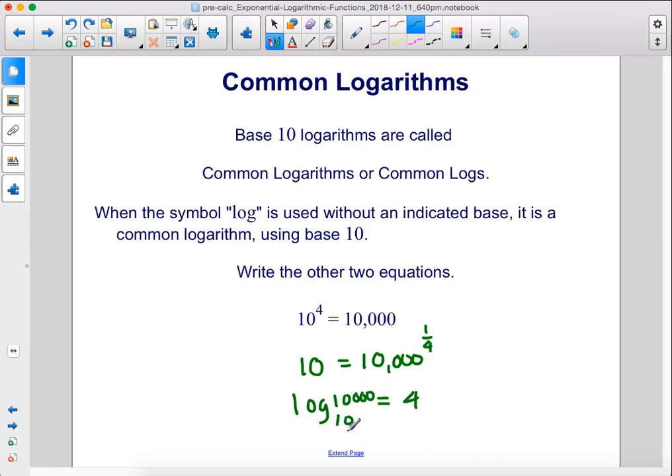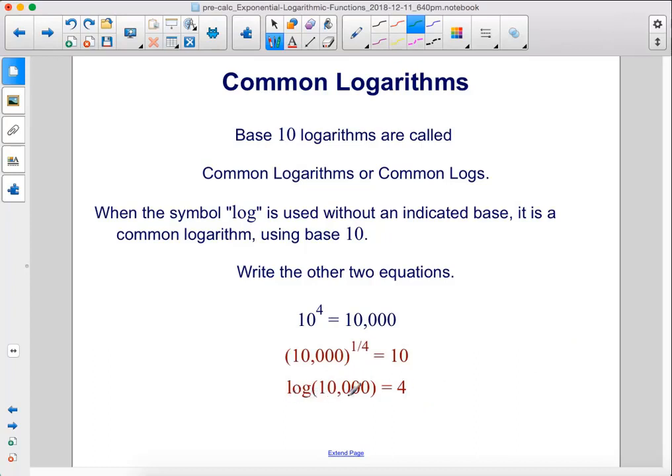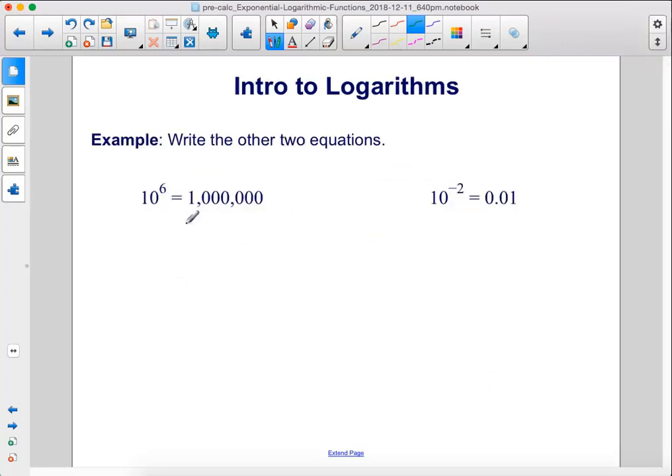Or you could say, what power do you raise 10 to get 10,000? The answer is 4. And this is how you write it. Log of 10,000 equals 4. You don't have to write base 10. You don't have to include that. Write the other two equations. All right, so I can write 10 equals 1,000,000 to the 1/6 power. We can also write log base 10, but remember, we don't have to write the 10. So log base 10, then the equal sign, the exponent is 6, and then we write the 1,000,000 right here. So this is log base 10 of 1,000,000 equals 6.